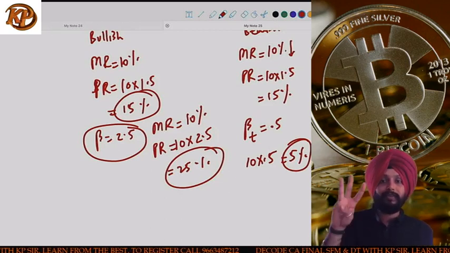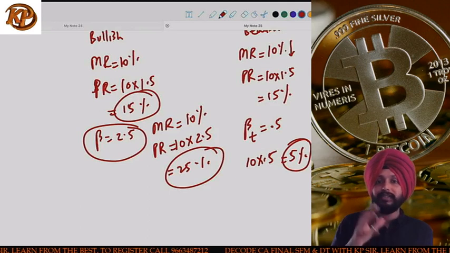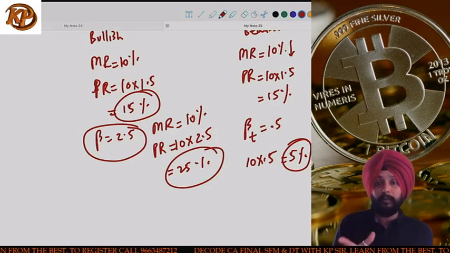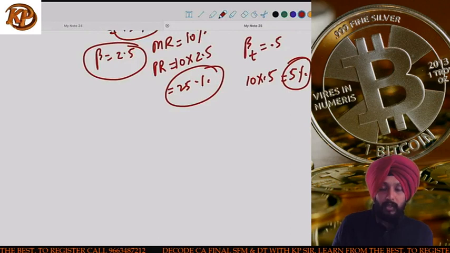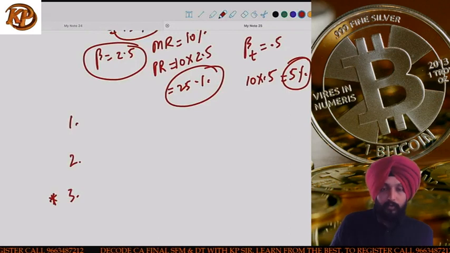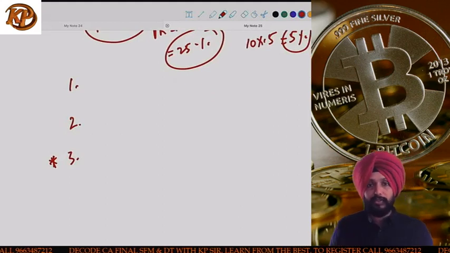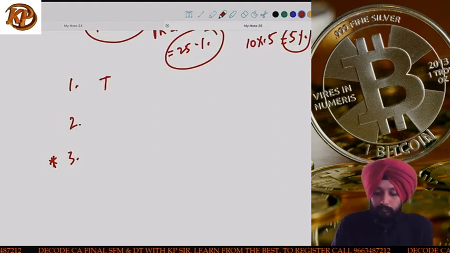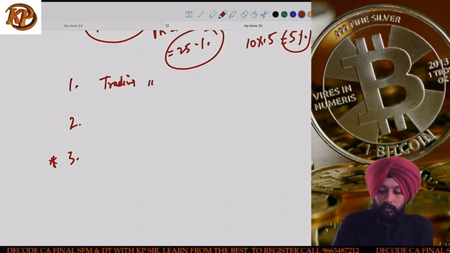After that, we discussed there are 3 different methods for increasing or reducing the beta of the portfolio. That is, for beta adjustment of the portfolio, there are 3 different methods. 2 are less important, which are not related to futures, and the third one is most important, which directly deals with the future strategy. So the first method was trading in stocks.